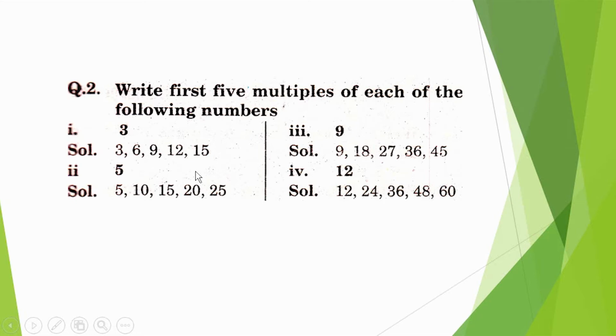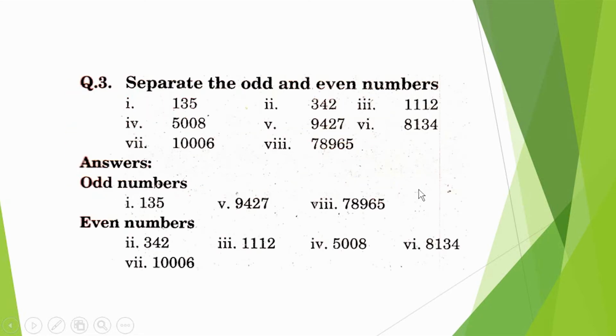Write the first 5 multiples of each of the following. 3: 3 ones are 3, 3 twos are 6, 3 threes are 9, 3 fours are 12 and 3 fives are 15. We just write the multiples of 3. And 5: 5, 10, 15, 20, 25. Here 9: 9, 18, 27, 36, 45. Here 12: 12, 24, 36, 48, 60.